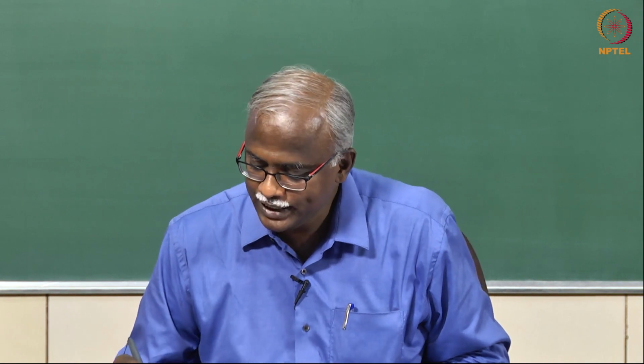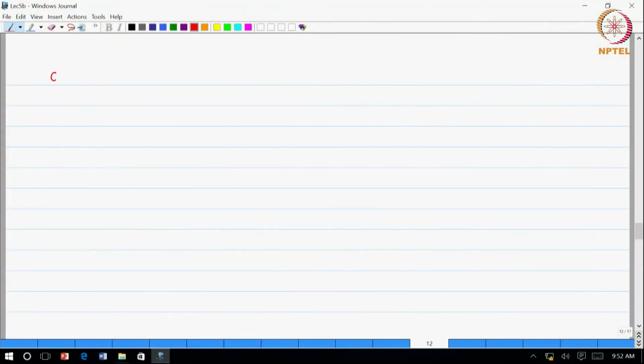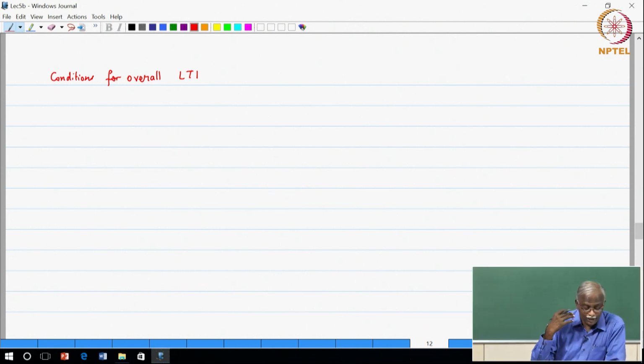So, maybe we just write it down here. The conditions for overall LTI. Again, this is very important, because you are now saying what I needed to do in the continuous time, I can actually do in the discrete time, provided I can satisfy these conditions. So, these conditions are very important and useful. The first one is that the discrete time system must be LTI, that is obvious, otherwise we cannot represent it by an impulse response, and of course, it will not be helpful for us either.